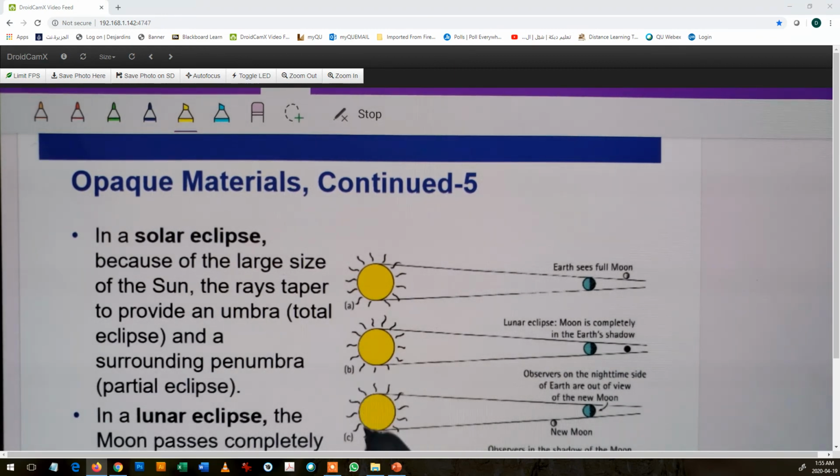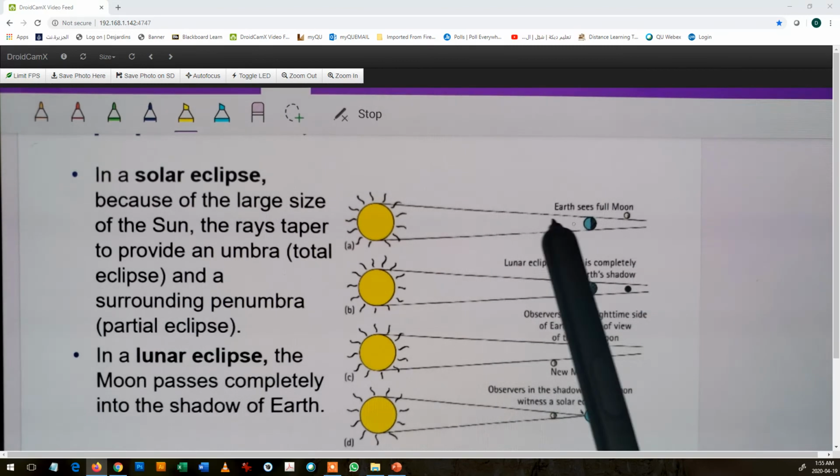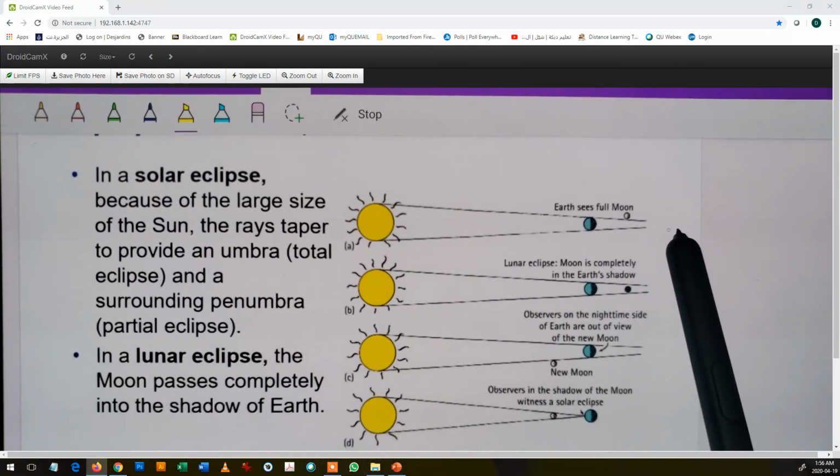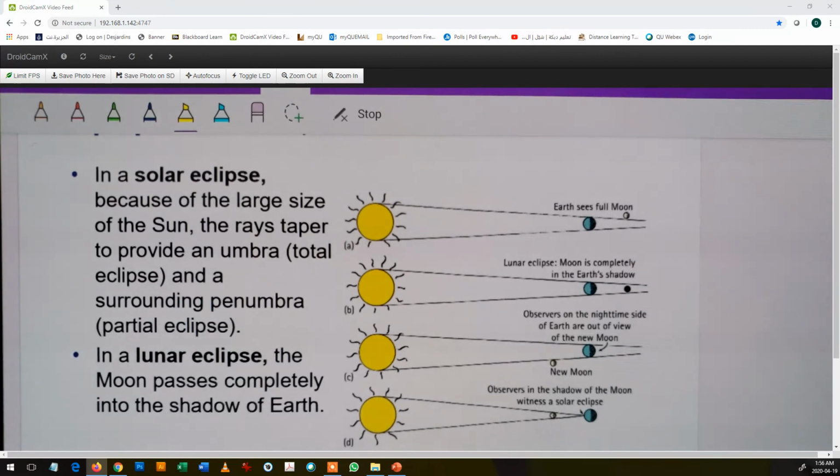Here he is trying to explain the solar eclipse and a lunar eclipse in terms of shadow. In the first situation, the shadow of Earth is completely far away from the moon, so we see a full moon. Here, the moon will just fall under the shadow of Earth completely, so we see a lunar eclipse.